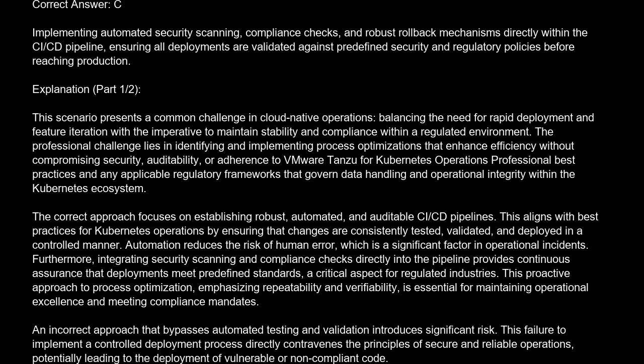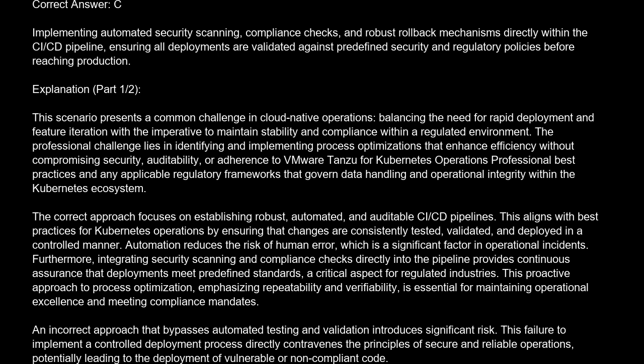Explanation. This scenario presents a common challenge in cloud-native operations, balancing the need for rapid deployment and feature iteration with the imperative to maintain stability and compliance within a regulated environment. The professional challenge lies in identifying and implementing process optimizations that enhance efficiency without compromising security, auditability, or adherence to VMware Tanzu for Kubernetes operations professional best practices, and any applicable regulatory frameworks that govern data handling and operational integrity within the Kubernetes ecosystem. The correct approach focuses on establishing robust, automated, and auditable CI/CD pipelines.